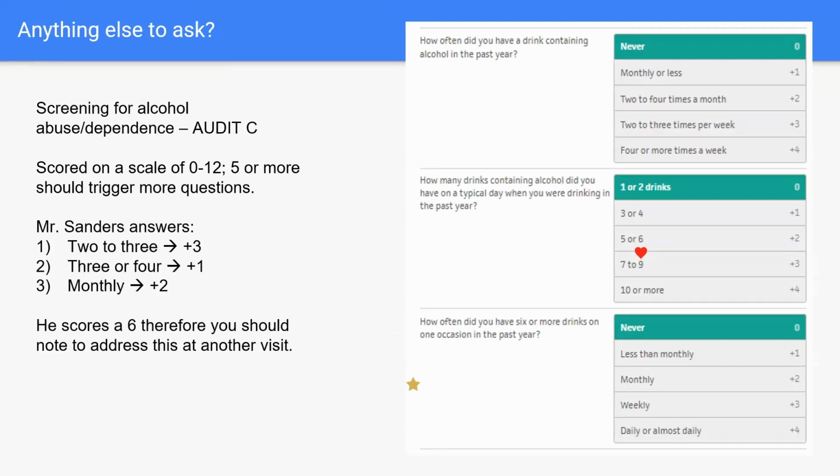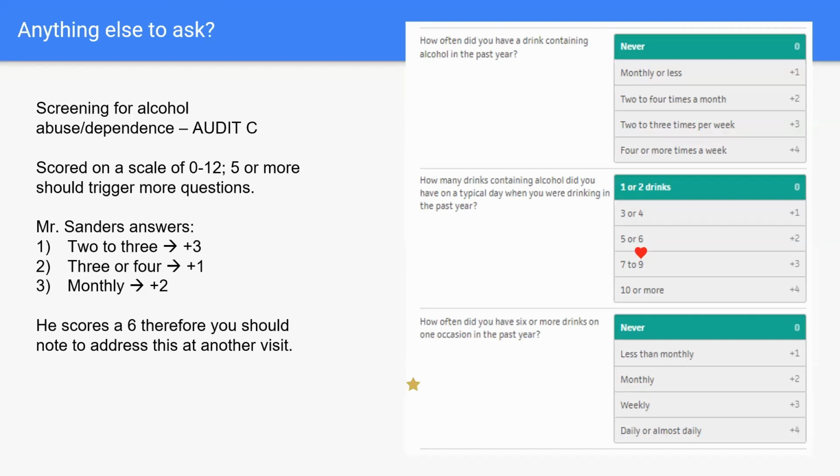So for the first one, how often did you have a drink containing alcohol in the past year? He says 2 to 3 times per week, so he gets 3 points for that. How many drinks containing alcohol did you have on a typical day when you were drinking in the past year? He says 3 to 4, so that's another one, so that's 4. And then how often did you have 6 or more drinks on one occasion in the past year? He says monthly, so that's 2. So he gets 6.